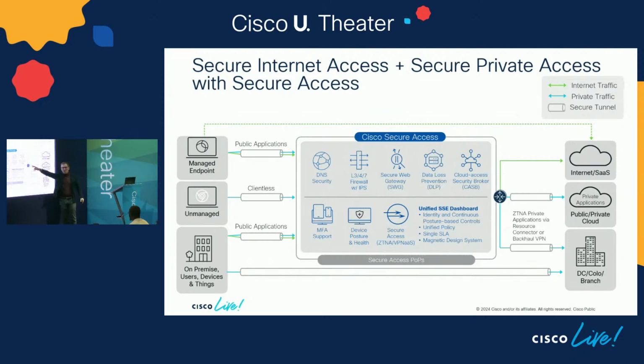How about forwarding this traffic to your private applications here? We have two options here. One is backhaul VPN from secure access to the location where your private resources live, or deploy resource connectors at those locations. This is a virtual machine that you deploy, and this one eliminates any networking requirements when it comes to routing, netting, etc. So that's a simplified explanation of this architecture.